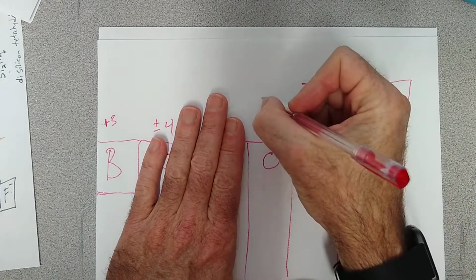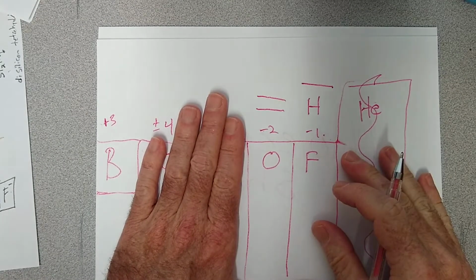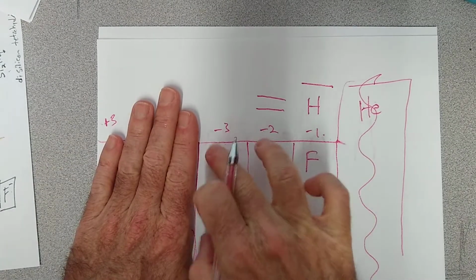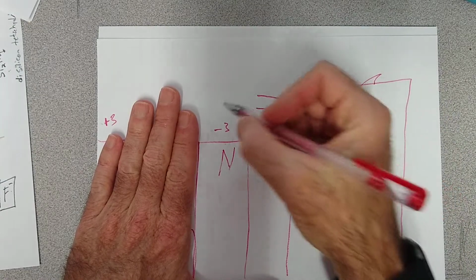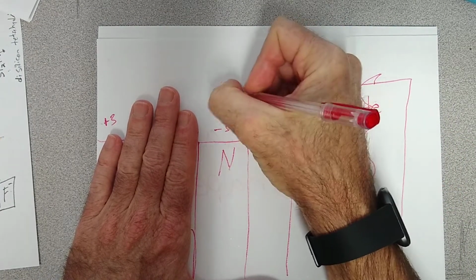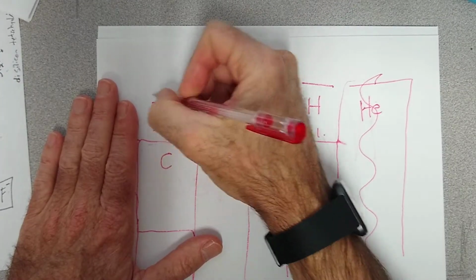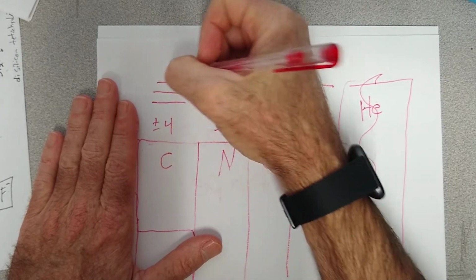The oxygen group typically makes 2 sharing bonds. The nitrogen group, they need 3 more electrons, so they typically make 3 sharing bonds. And carbon is always going to make 4. 2, 3, 4.